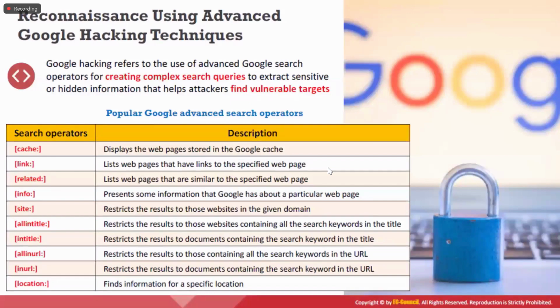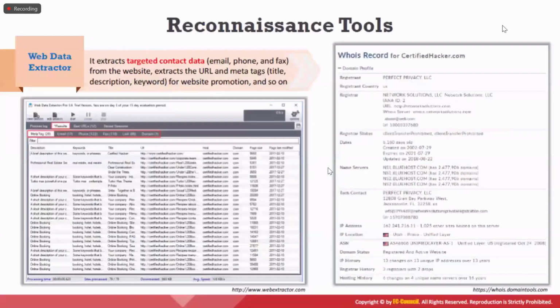Not only Google dorking, we also have tools like web data extractors, which will collect much information about the target, like emails, phone numbers, websites, URLs, and so on. We'll also get things like the WHOIS record, which you can see on the right side.